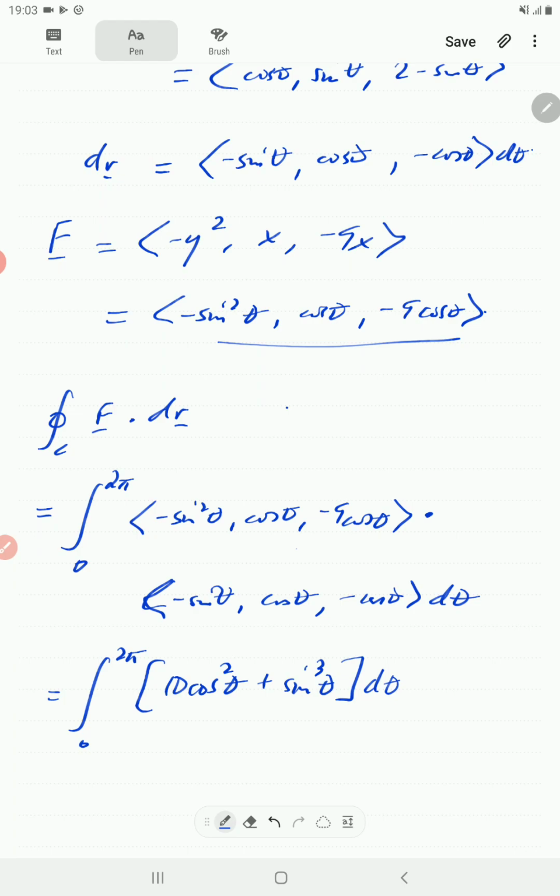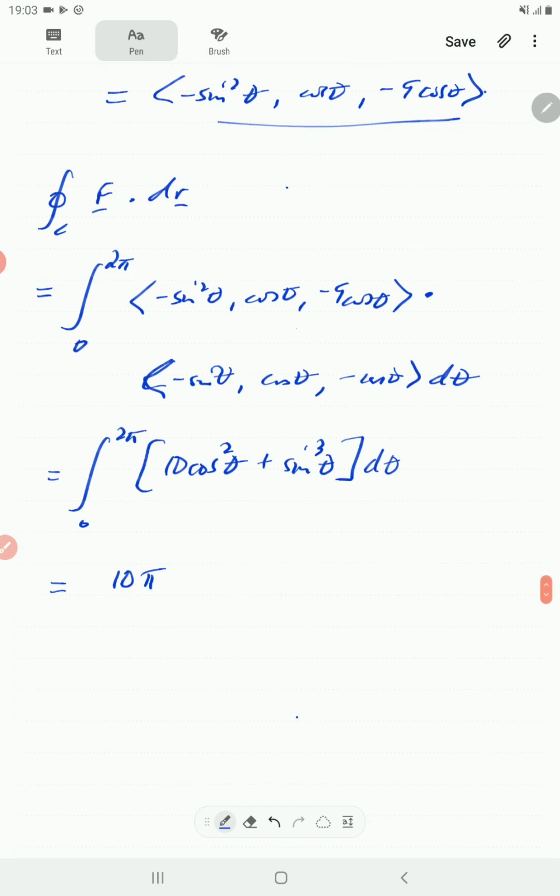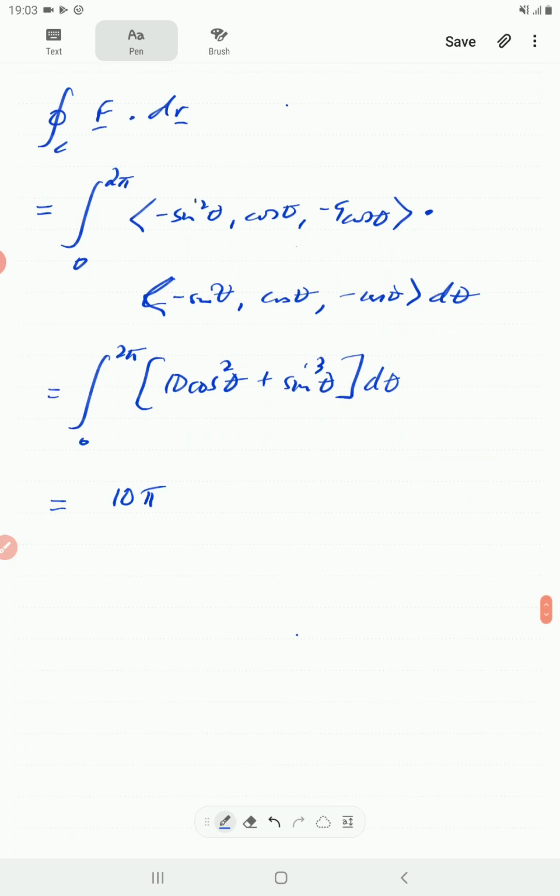Okay, and then this is just integration of trigonometric functions. I will not bore you with the details. So if you go through this as usual, this works out to 10 pi. Okay, so that is the first approach.